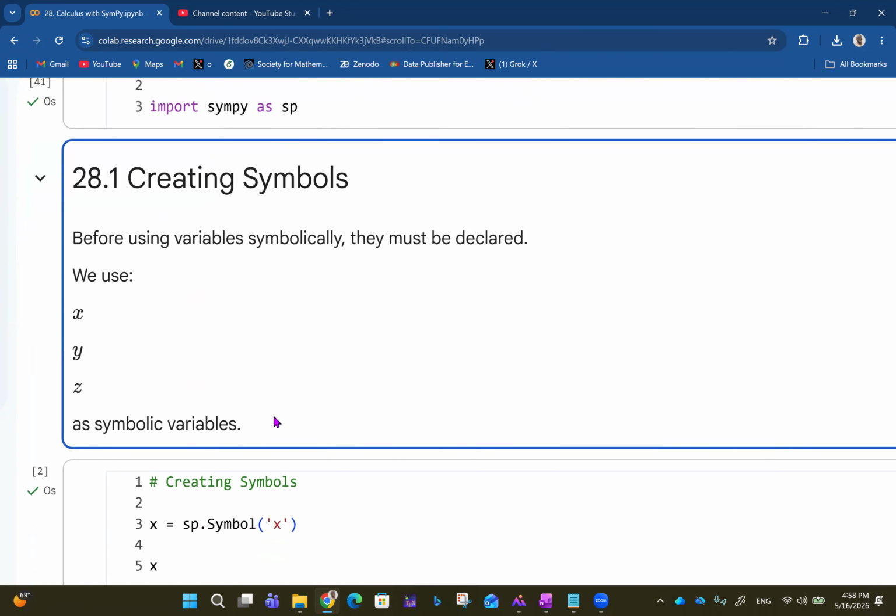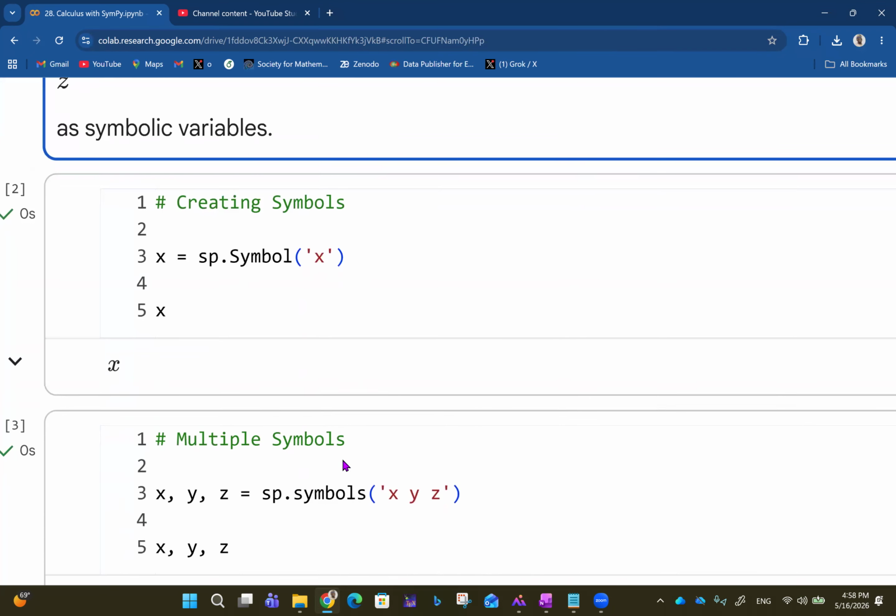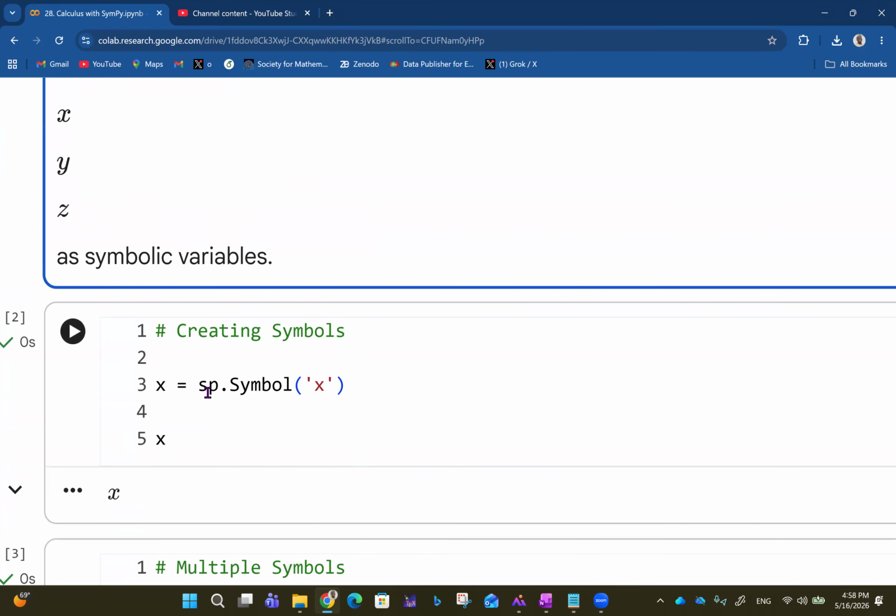Before using variables symbolically, they must be declared. We use x, y, z as symbolic variables, or any other ones you choose. For instance, you can create a single symbol by saying x equals sp.Symbol with x in brackets as a string. If you call x now, you see this beautiful x coming out. If you use print, it doesn't come out this beautifully.